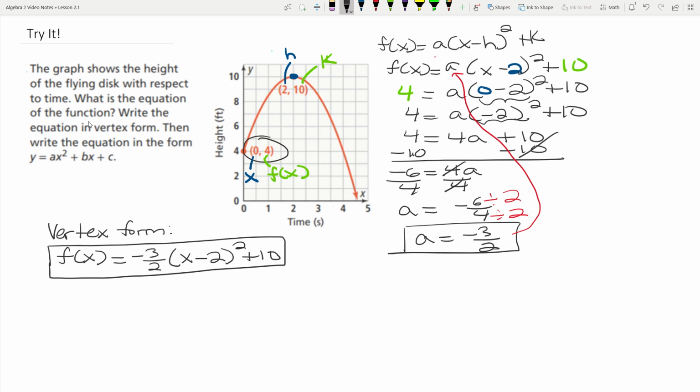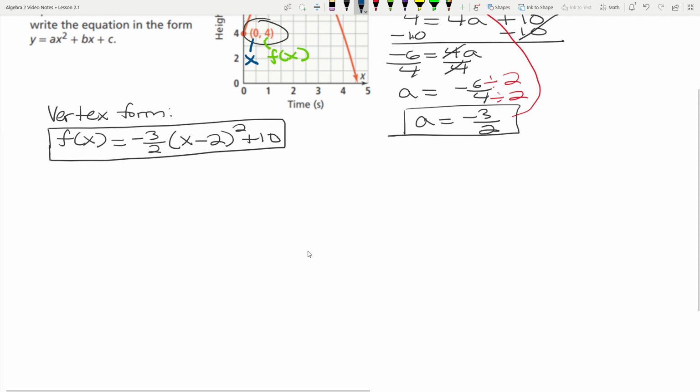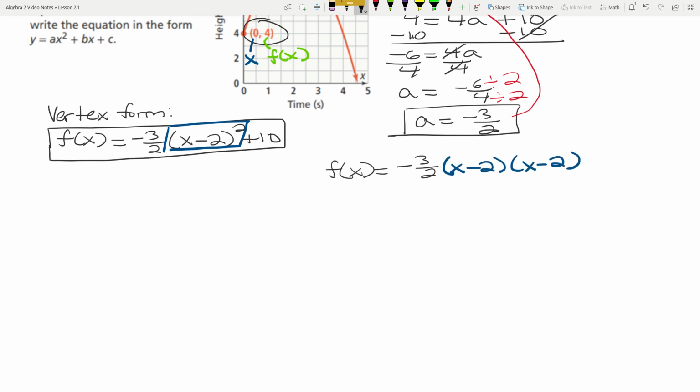So now we have to simplify this, right? We have to put it in ax squared plus bx plus c form. So we're going to have to FOIL this guy. So we're going to rewrite it. Since we have two of them, we're going to write it as x minus 2 times x minus 2. Okay, so far we got f of x equals negative 3 over 2, we got two of these guys, x minus 2 times x minus 2, and then plus 10.